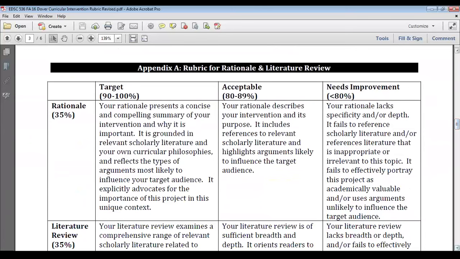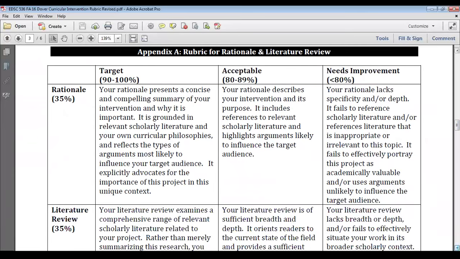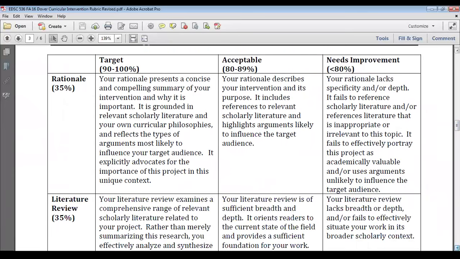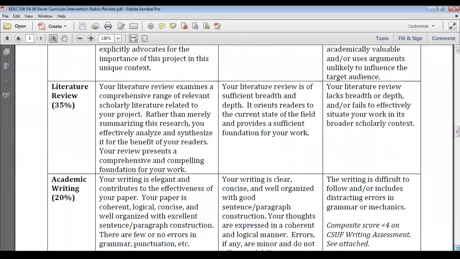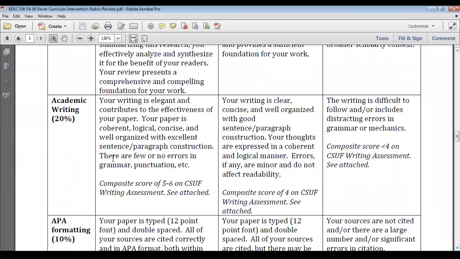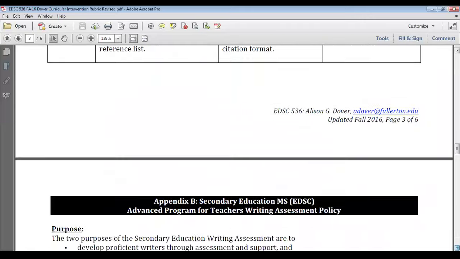So in terms of the rubric for this, you'll see that our rubric is just like each of the other ones. I use very similar language, rubric to rubric. The thing that I want to point out is the place where we'll be using a rubric that's the Cal State Fullerton one. If you notice here, this criteria for academic writing for your rationale and literature review, in order to get full credit, you need a composite score of 5 or 6 on the Cal State Fullerton writing assessment. Have you used that writing assessment rubric in other classes?